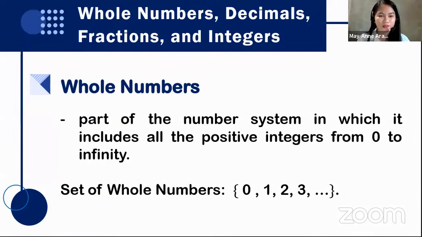Okay, whole numbers. This is part of the number system which includes all the positive integers from 0 to infinity. So the set of whole numbers is 0, 1, 2, 3, 4, 5, and so on. This is just the union of 0 and the counting numbers or the natural numbers, 1, 2, 3, 4, 5, 6, and so on.